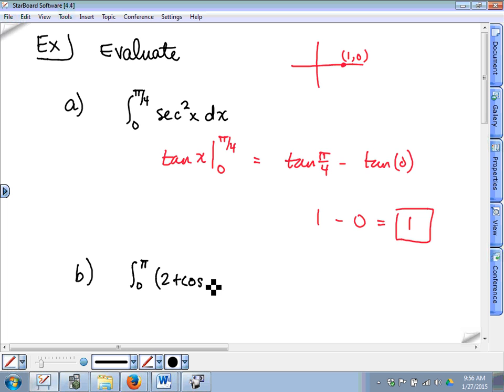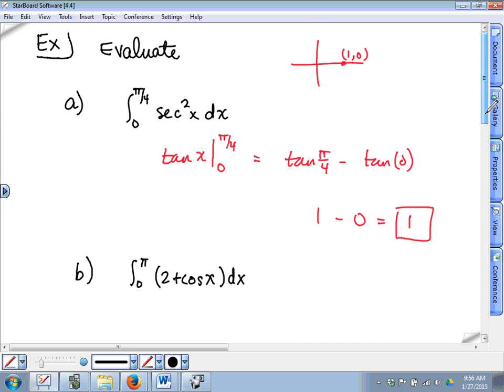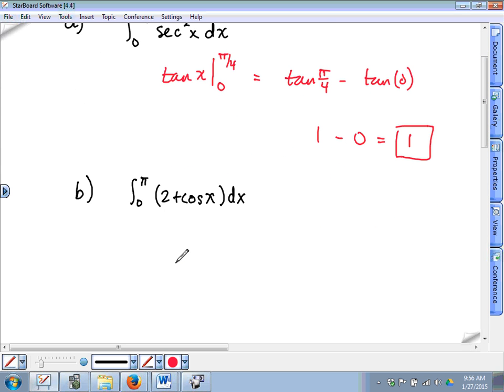Evaluate between 0 and pi the integral of 2 plus cosine x dx. So, what's the antiderivative of 2 plus cosine of x?